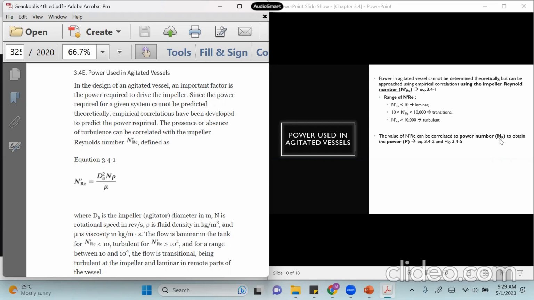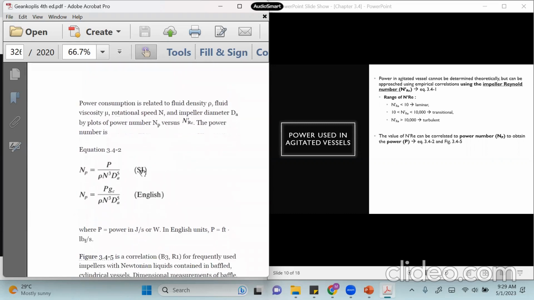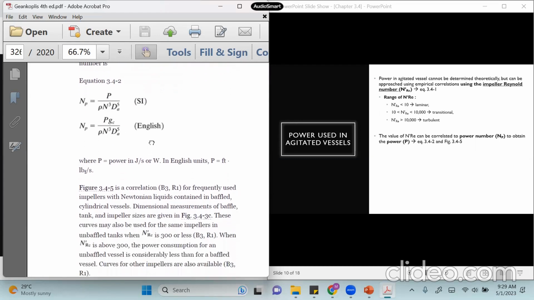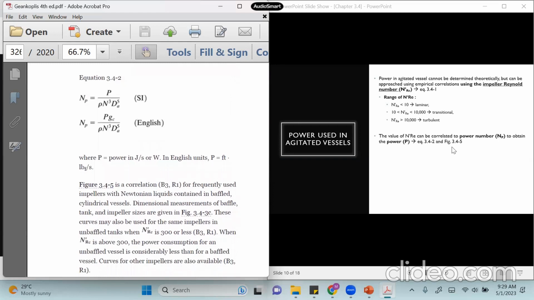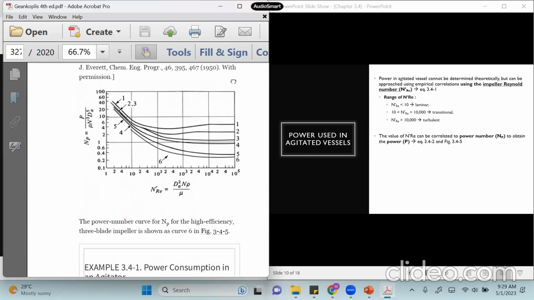Power number is NP. This NP can be used to obtain the power. So we can go to equation 2 and figure 5. By knowing the NRE, we can know the NP. Once we know the NP, then we can know the P. Sorry, it's not equation 5, it's figure 5. So how to find the NP then?